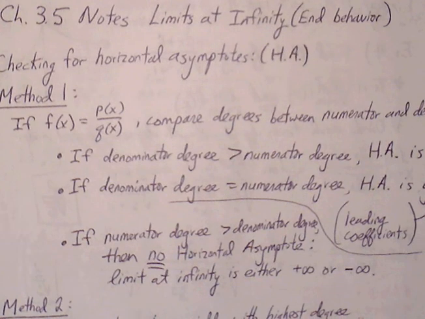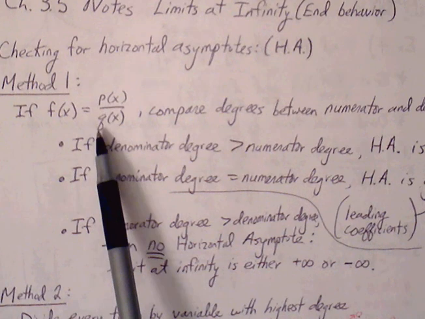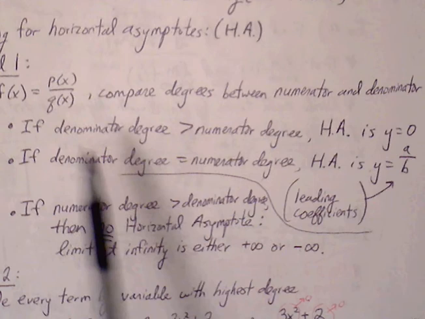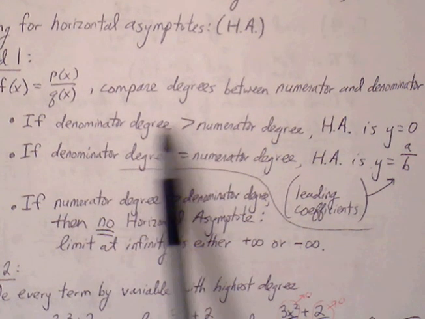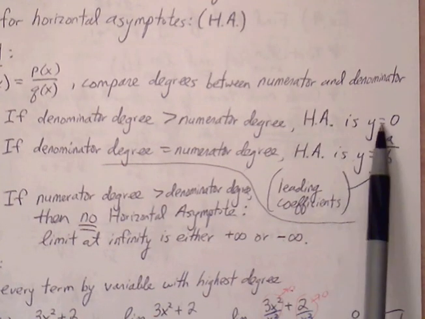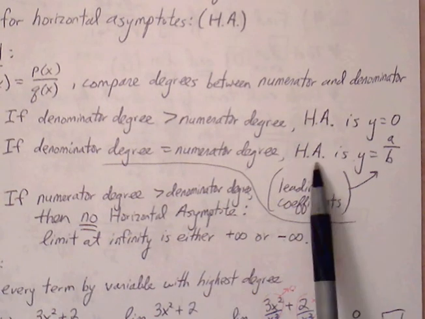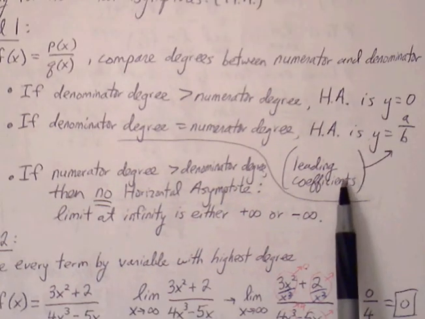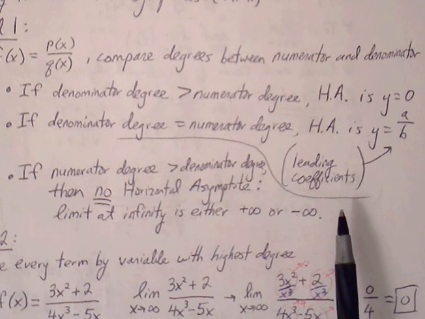So one way that we can determine horizontal asymptotes or limits at infinity is we can compare degrees between the numerator and denominator. So if we have a function p of x over q of x, then we compare between degrees. If the denominator degree is greater than the numerator, then we know that there is a horizontal asymptote at y equals 0. Okay? If the denominator degree is equal to the numerator degree, then we know there's a horizontal asymptote at a over b, or we just take the leading coefficients of the two degrees.